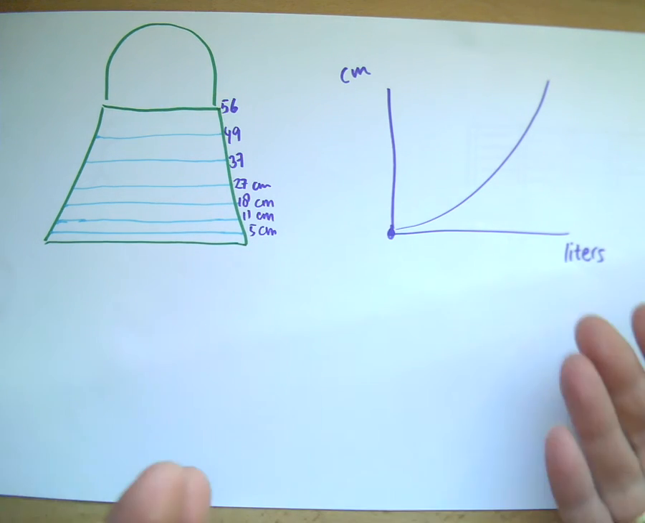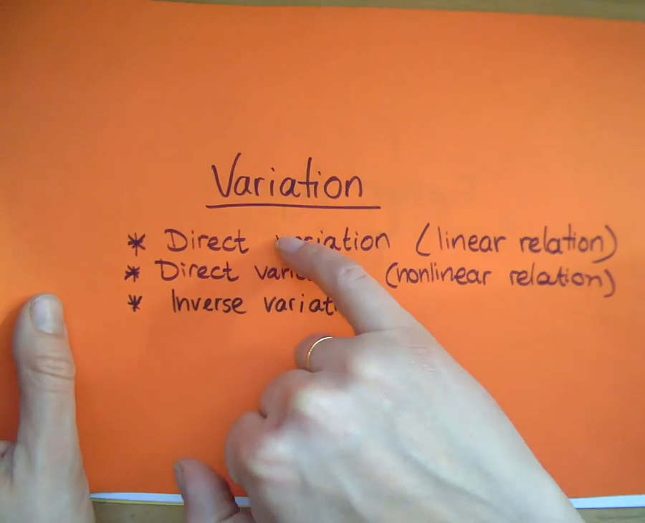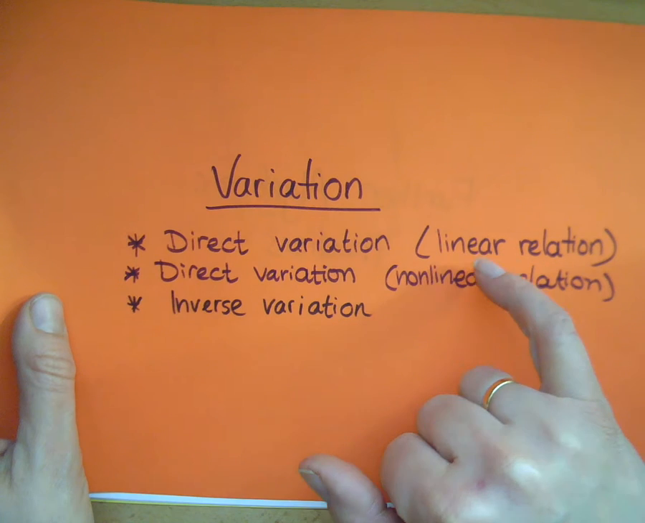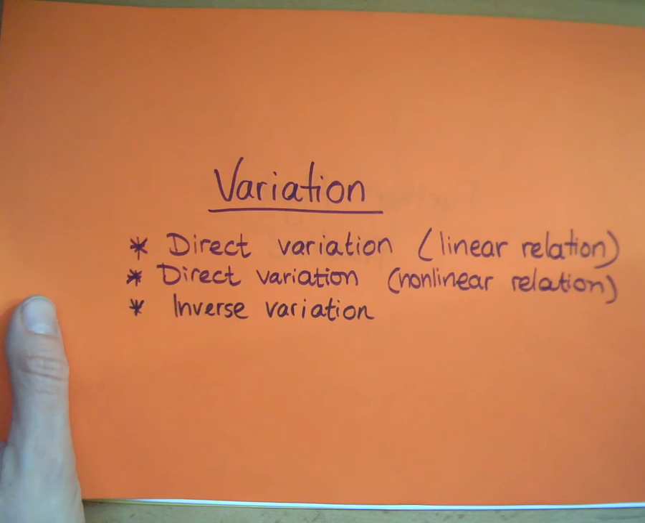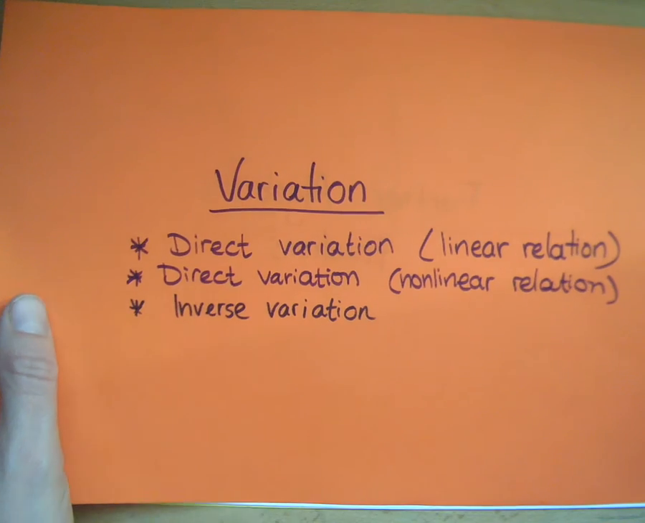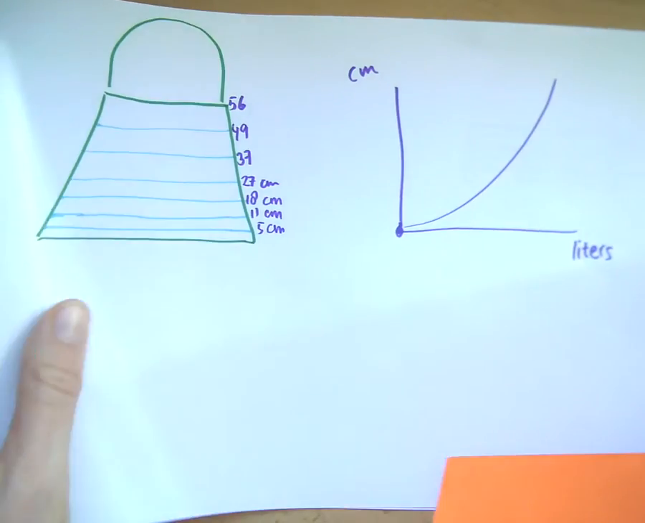go up. So as the one variable goes up, the other one goes up as well. That is both direct variation, whether it's linear or nonlinear. As one variable goes up, the other one goes up as well, which makes it direct. So what is inverse?